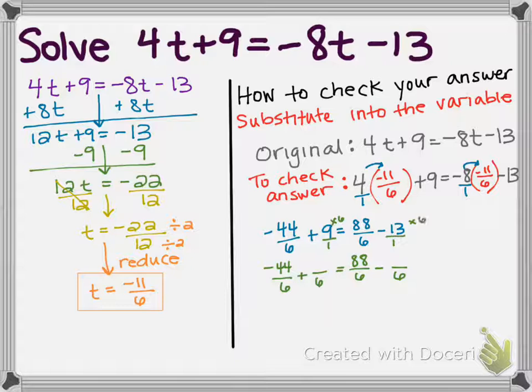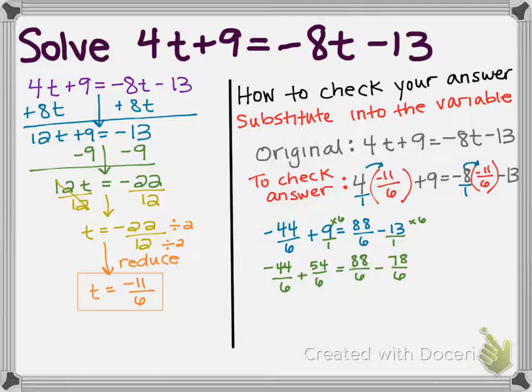Now remember that whole numbers, integers 9 and 13, are invisibly over 1. So if I have to change that 1 into a 6, I also have to do that to the top. So 9 times 6 is 54, and 13 times 6 is 78.